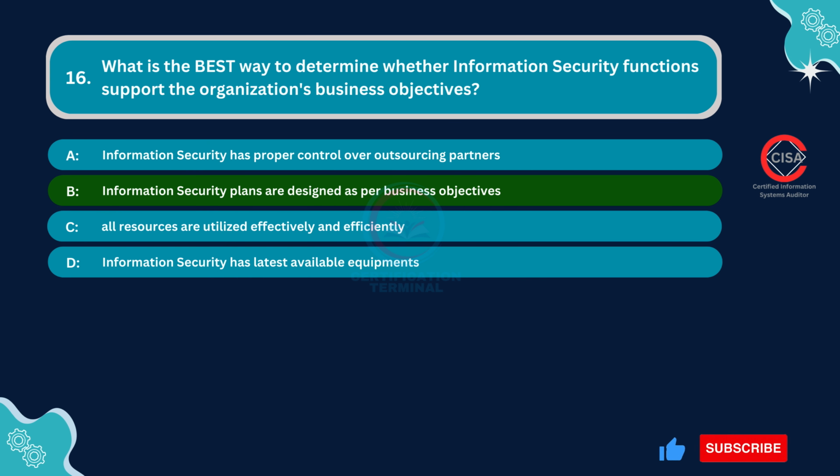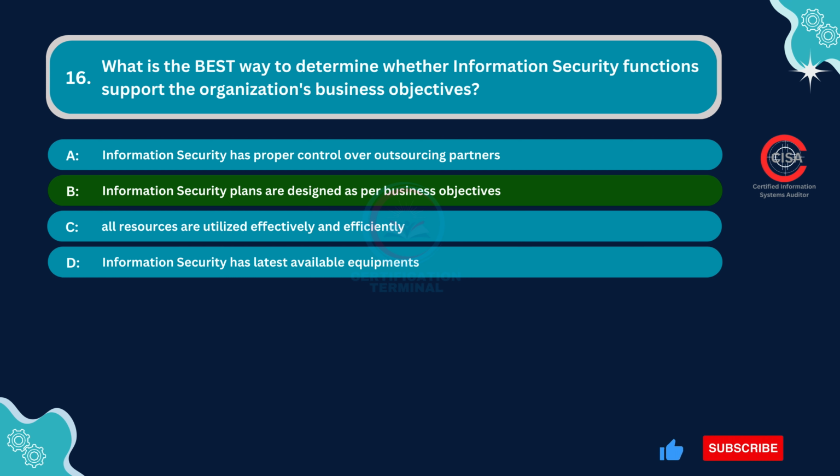Information security functions should exist to serve the organization's broader business objectives. Aligning information security plans with these objectives ensures that technology investments and initiatives directly contribute to achieving strategic goals. When information security plans are designed based on business objectives, they prioritize initiatives that address specific business needs, challenges, or opportunities. This ensures that information security resources are used effectively to support core business activities.